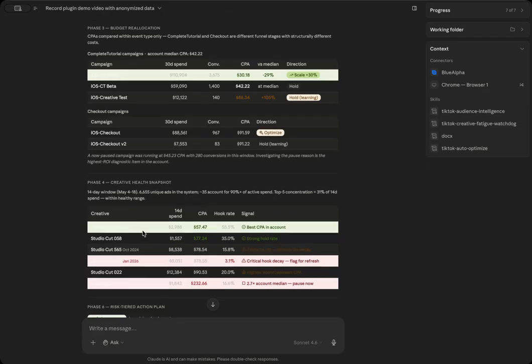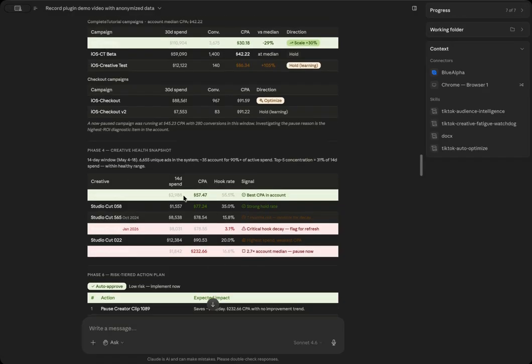So phase 4 is the creative health check, understanding which of the creatives work the best. If we look at this, we have almost 6,655 unique ads in the system, 35 account for 90% of active spend, and the top 5 concentration is around 31% of 14-day spend, within a healthy range. This creative clip 142, obviously these are not the actual names, we changed all of this, has the best CPA in the account.